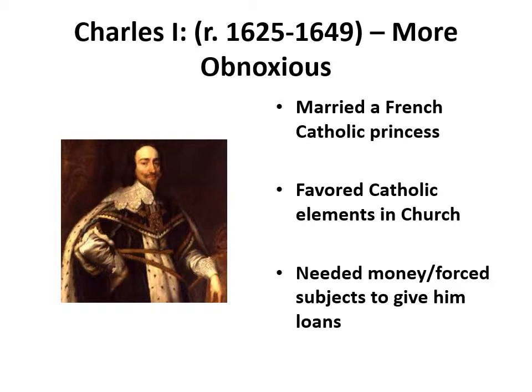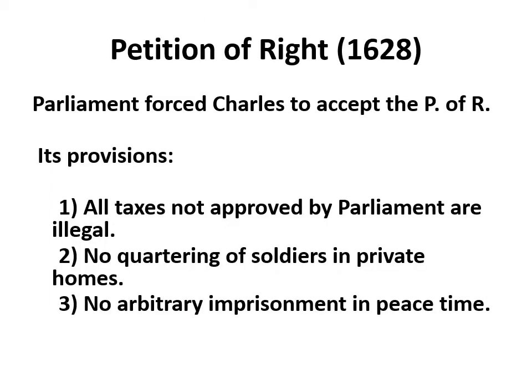He tried to collect taxes without Parliament's consent. Parliament refused to agree to his request to raise taxes. Finally, in 1628, Parliament got so fed up with the king that it created a document called the Petition of Right. This is a constitution of sorts. And basically what it does is it lays out the limitations on the power of the king. For example, it says that all taxes not approved by Parliament are illegal. So the king can no longer go around Parliament and force his subjects to give him money.